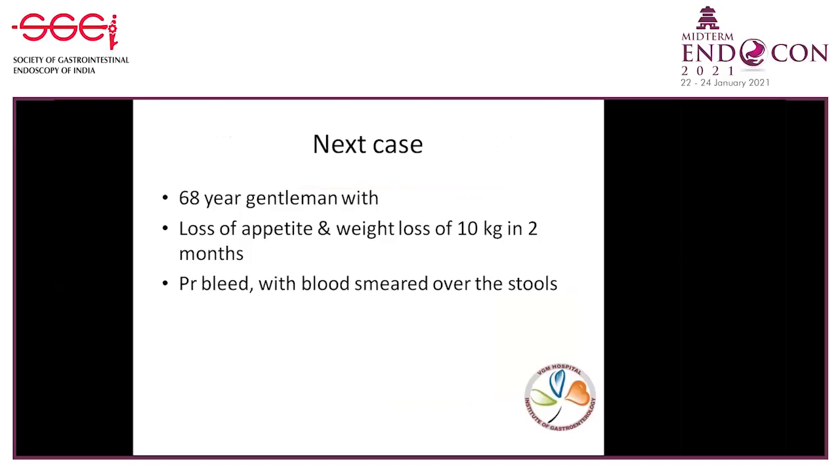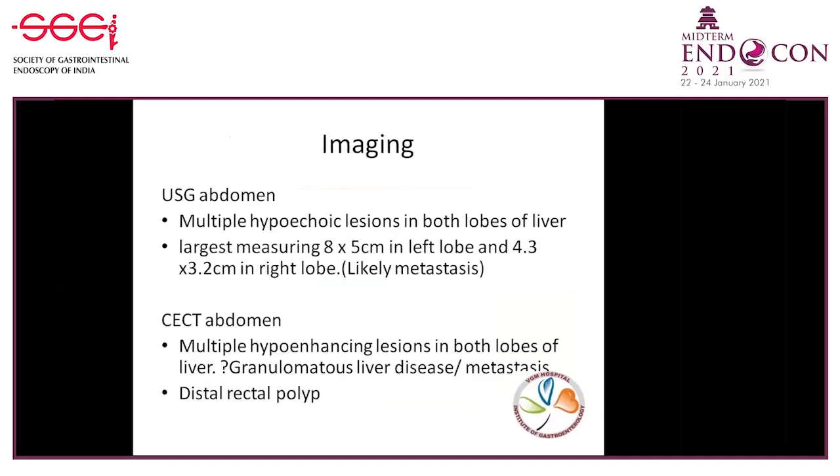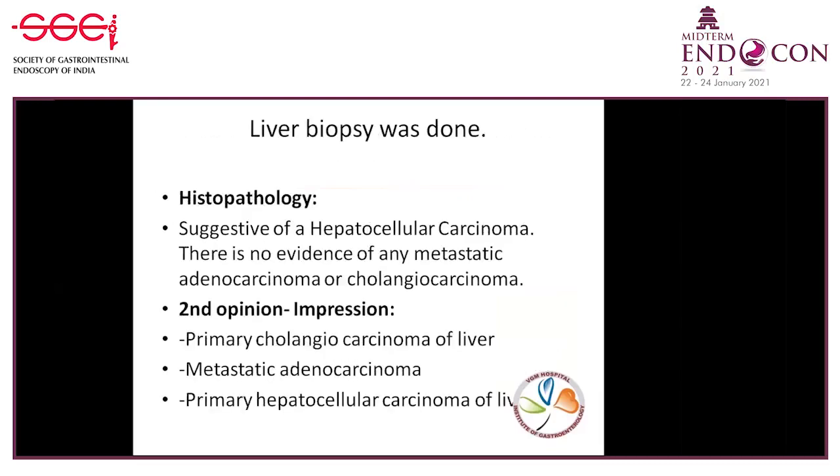Now, this is the next case. A 68-year-old gentleman with loss of appetite and weight loss. It's an unusual patient. He came with a PR bleed also. Imaging showed metastatic lesions in the liver, and the largest was measuring 8 by 5 centimeters, and we went in for the biopsy of the liver. The liver lesions were biopsied. The liver biopsy was suggestive. It was very confusing. We went with 2 pathologists. One said it is a hepatocellular carcinoma, and the other was of the opinion that it could be a metastasis, cholangio, or hepatocellular carcinoma.